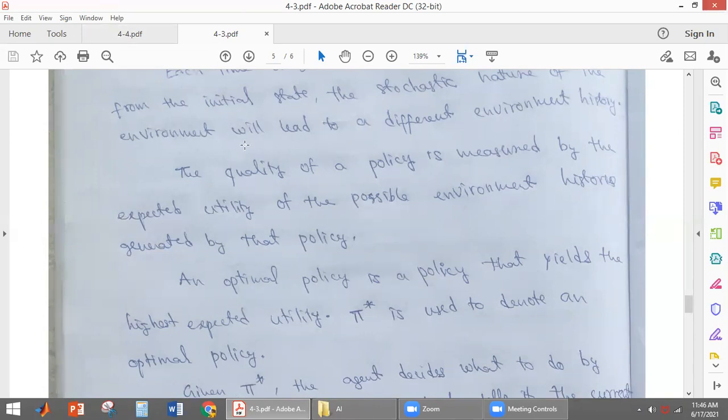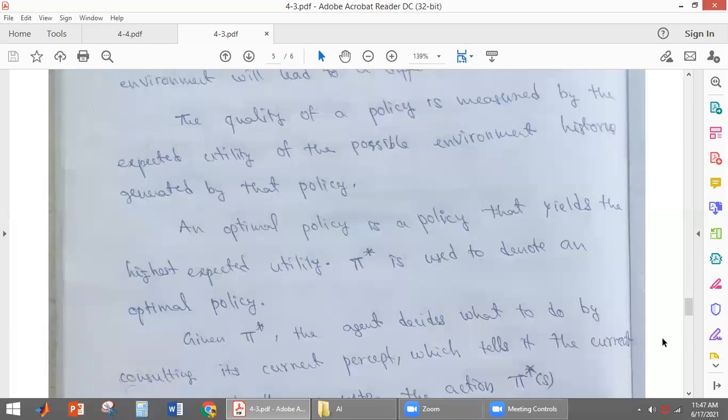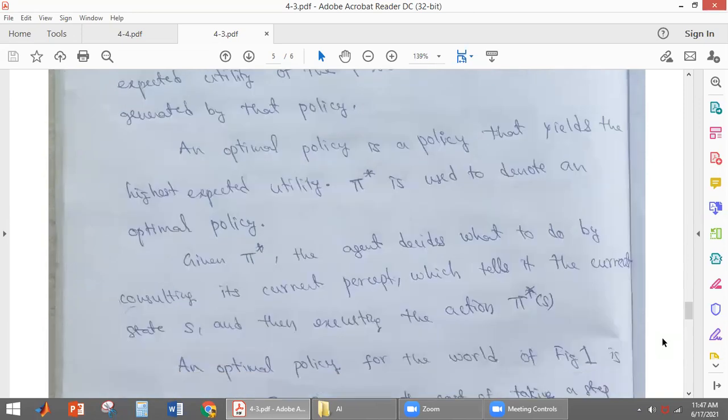So how do you measure the quality of policy now? To measure the quality of policy, we are finding the expected utility of environmental history. Yes or no? To obtain the optimal policy, we have to find the policy which gives the highest expected utility. That optimal policy we denote as pi star. Pi star is the symbol we use to denote optimal policy, the policy that gives the highest expected utility.